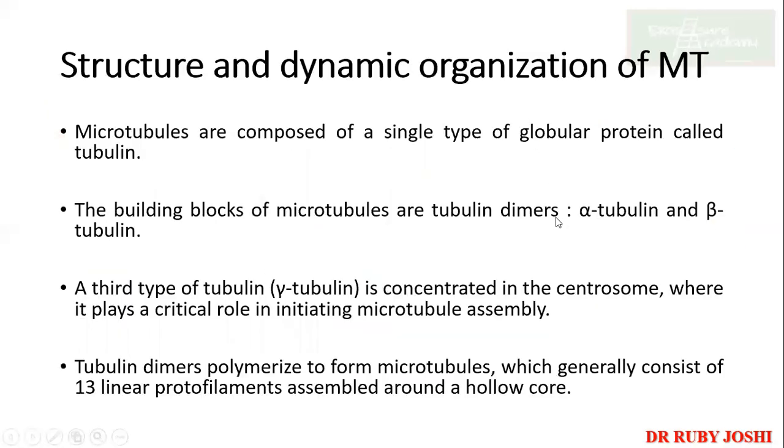Yeah. So now coming to the structure and dynamic organization of your microtubules. Microtubules are composed of a globular protein called tubulin. There are two types, alpha and beta. We also have gamma tubulin, which is concentrated in the centrosome, and we know that the microtubule starts from the centrosome, right? Tubulin dimers polymerize to form microtubules, which generally consist of 13 linear protofilaments assembled around a hollow core, and that's why it has an inner diameter and an outer diameter.